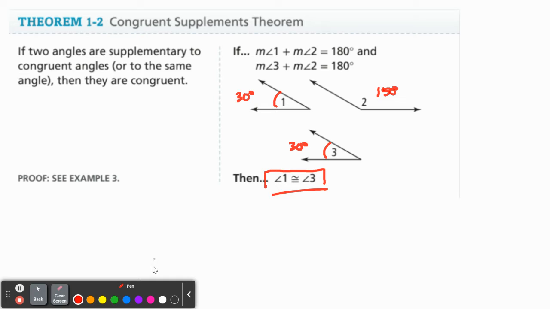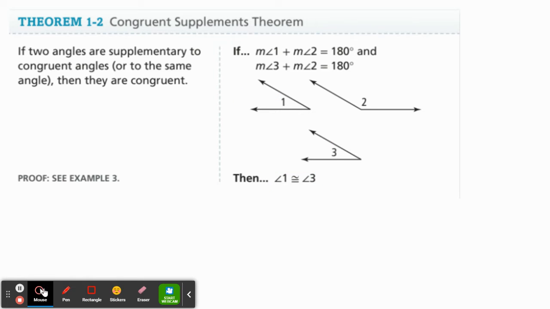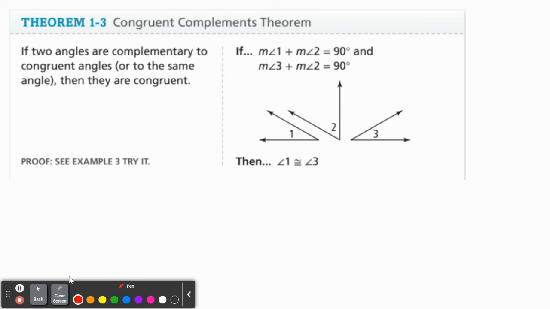We can also do the same kind of idea with complementary angles. So the congruent complements theorem is the same kind of idea, except now the sum is 90. What if angle 1 is 30 degrees? If angle 1 and angle 2 add up to 90, then angle 2 must be 60 degrees. And if angle 3 and angle 2 add up to 90, and angle 2 is 60, then angle 3 must be 30 degrees. Now you see that angle 1 and angle 3 are again congruent. Same kind of idea.